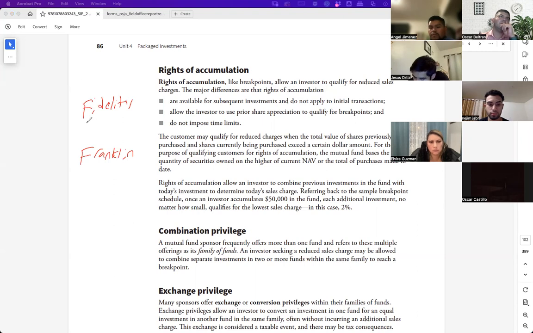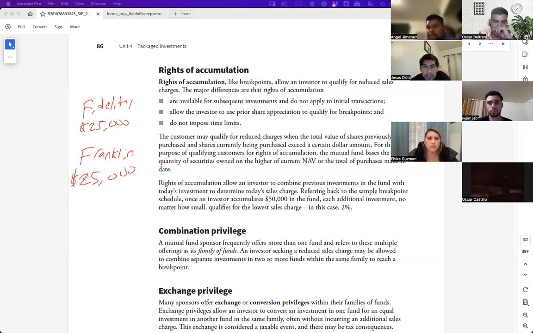But let's say you have 25 grand with Fidelity and then 25 grand with Franklin. Will you get rights of accumulation between these funds to get you $50,000 for a breakpoint? No. And why is that? Because they're two separate funds. Exactly, two separate funds. That's why when you sit down with a client, it's very helpful to find out exactly what they have before they actually open up their investment account with us.